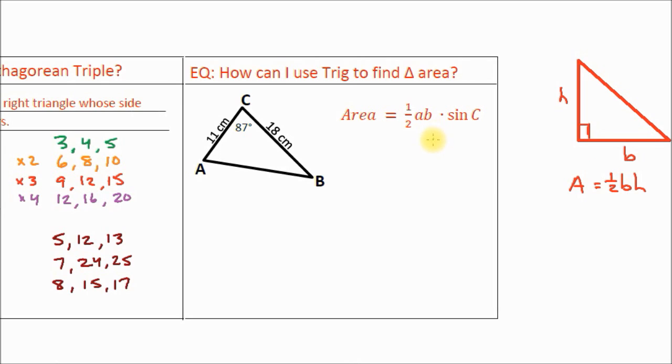Now, I know some of you have asked questions in class before. Do you always have to use capital letters for the vertices? And here's the reason why we do this. Because when you see capital letter C, you know that stands for a vertex, which is right here. Lowercase letter a and b, they don't stand for vertices, they stand for the sides.